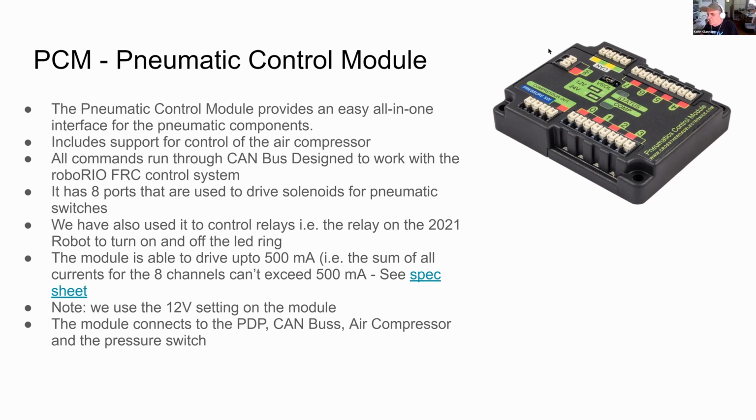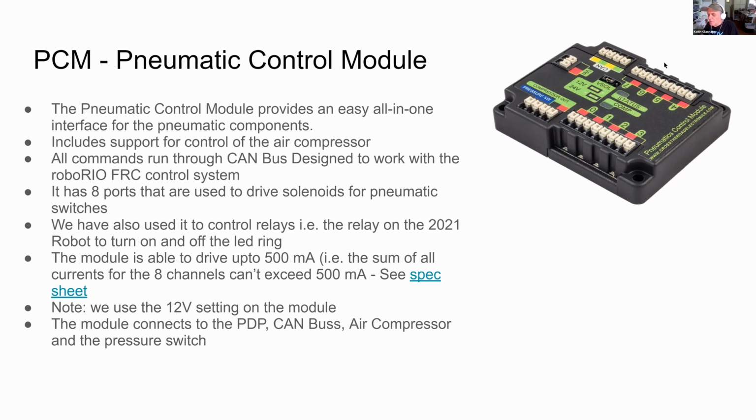In fact, on the big robot we currently have, we have 2 PCMs because we needed more than 8 channels to control all of the pneumatics. Typically, each pneumatic cylinder requires 2 channels, one to control the in and one to control the out. And so again, this is a very, very important element.